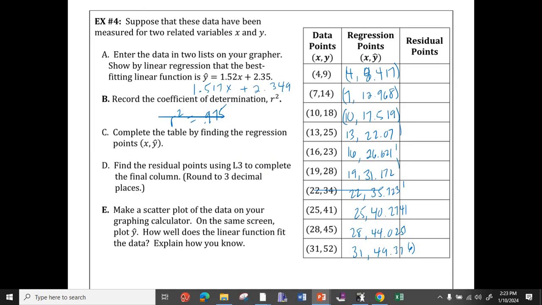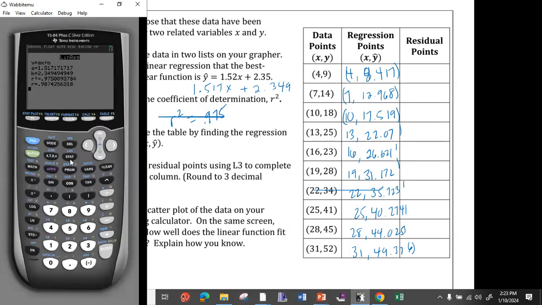So residual points. This is where me and the lady who wrote these notes differ. She wrote your residual points as an ordered pair, but to me, your residual is just a value, not a point. And so when you're in your calculator, it's not going to be L3 because we used our L3. It's going to be in our L4 because we've already used our L3.